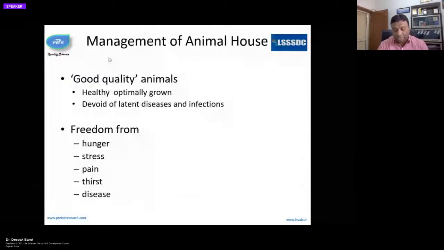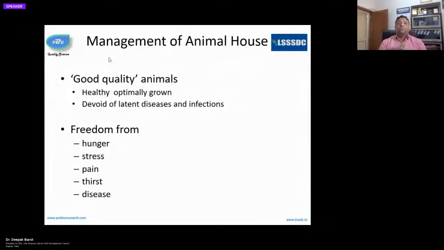As per CPCSEA, a minimum of 7 days of acclimatization is a must when animals arrive in your facility for the first time from outside. If you are doing in-house breeding, then you may not need this much acclimatization. Maybe 2 to 3 days should be more than sufficient. We want these animals to be free from hunger, so feed them well. Stress: give them good space and a social environment. Pain: wherever possible, use analgesics. Thirst: ample water supply. And they should be disease free. This is how you can make them free from hunger, stress, pain, thirst, and disease.